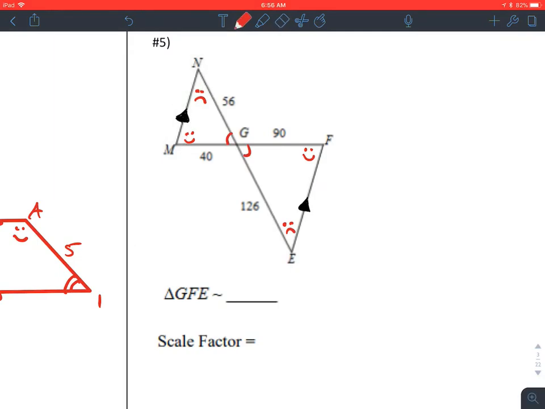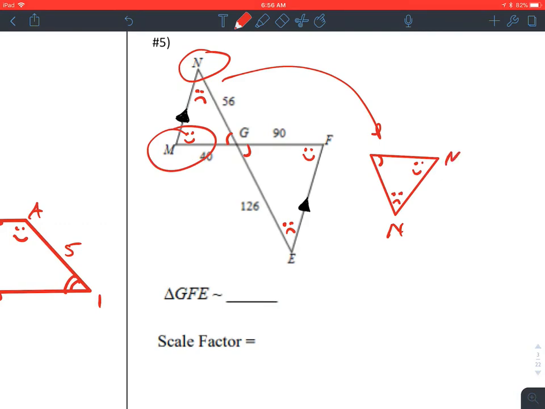I'm going to redraw this picture so that the angles are in the same positions. This removes any doubt when you do these problems. My smiley face on the right, my frowny face on the bottom, with the one arc on the left. N is the frowny face. M is the smiley face. G is the one arc. Add the measurements of any sides. From N to G is 56.